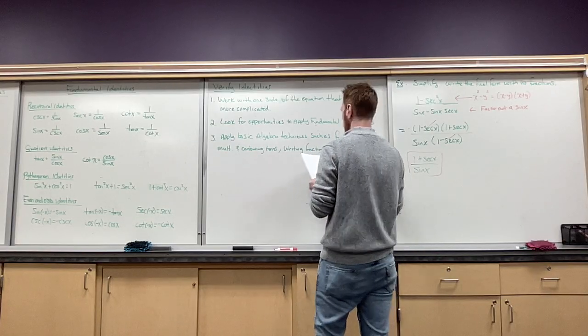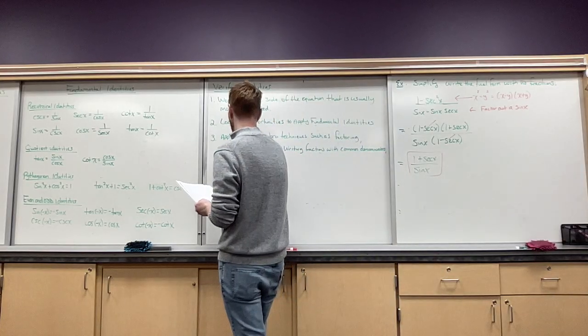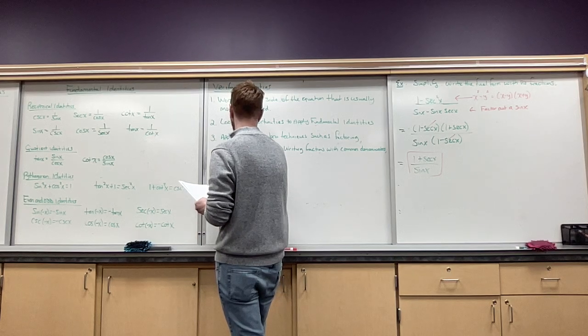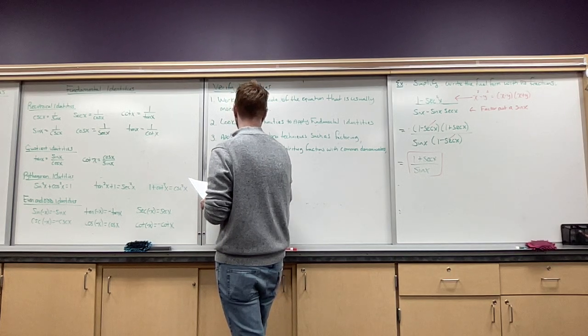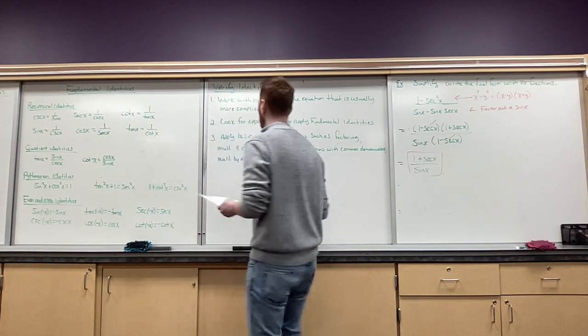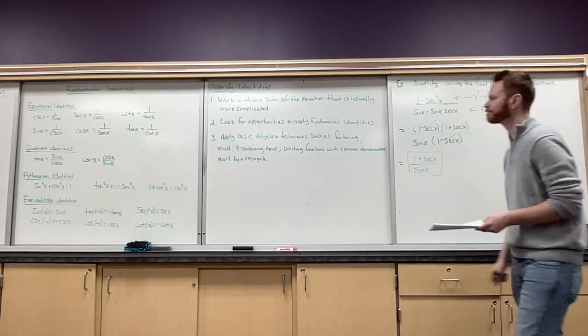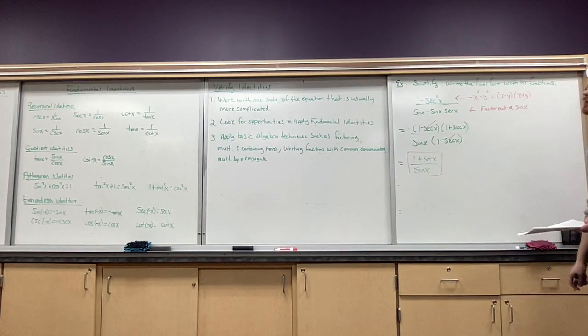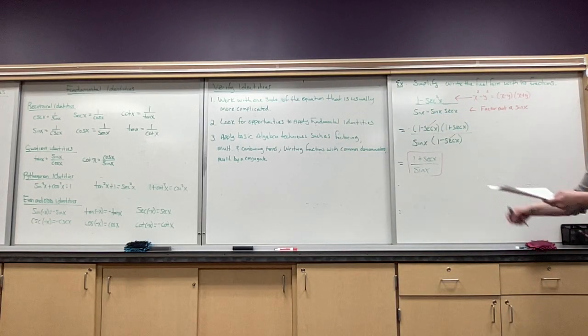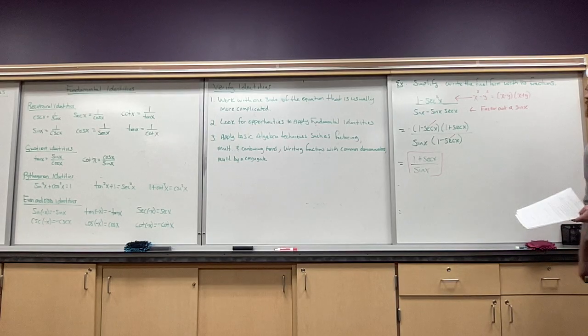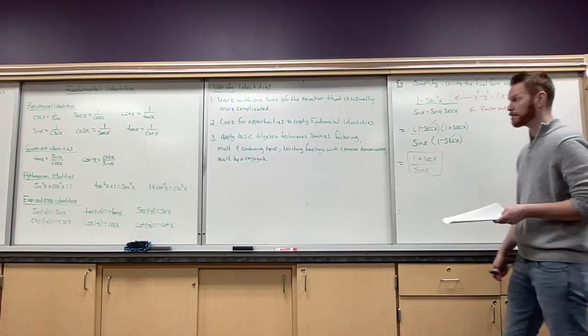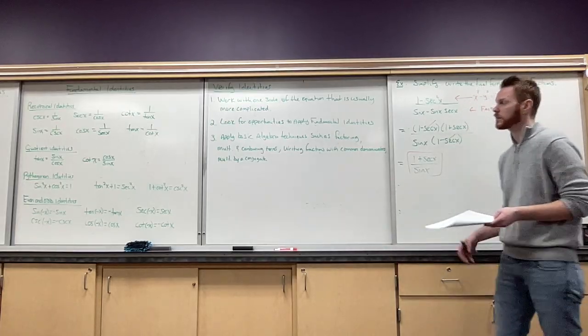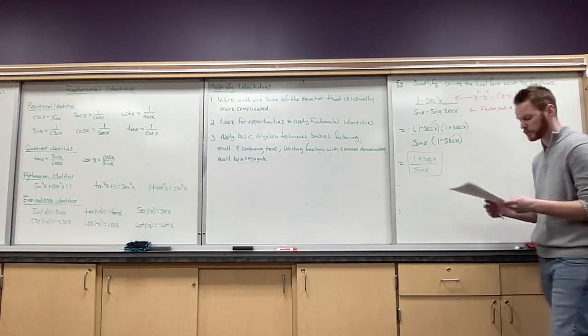And then I included this last part because this will come up. Multiply by a conjugate. It's been a long time since we heard that word before. Conjugate. Okay? So step 1, work with one side of the equation. That's usually more complicated. Step 2, look for opportunities to apply those fundamental identities. Step 3, apply basic algebra techniques such as factoring, combining terms, common denominator, multiply by a conjugate.